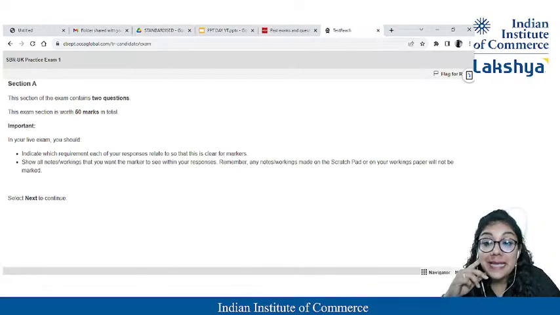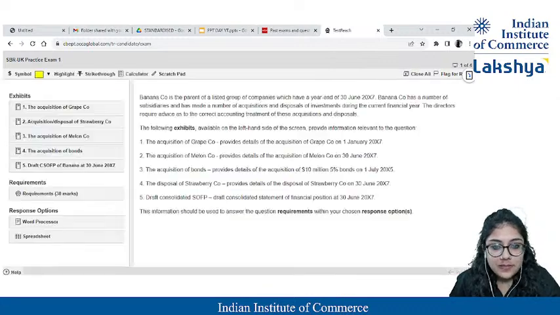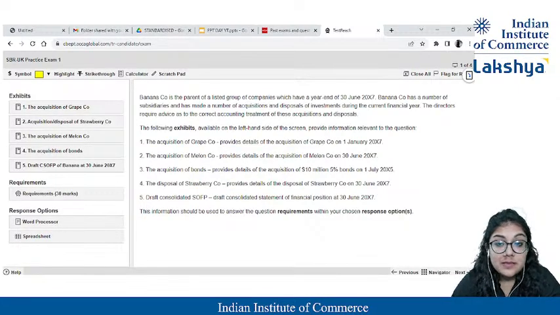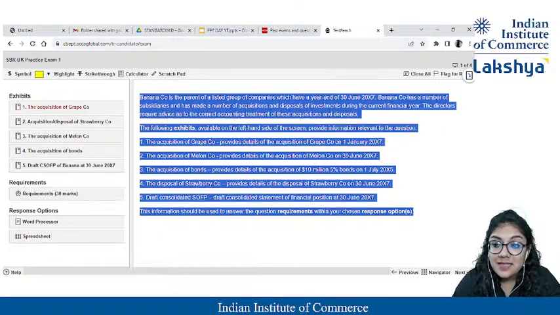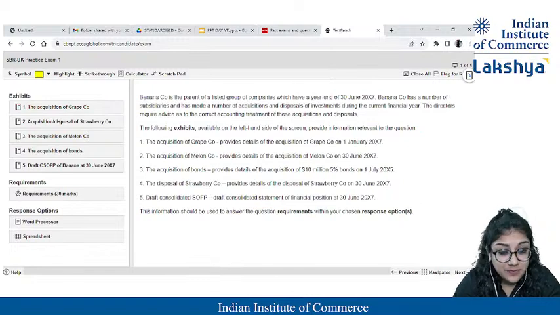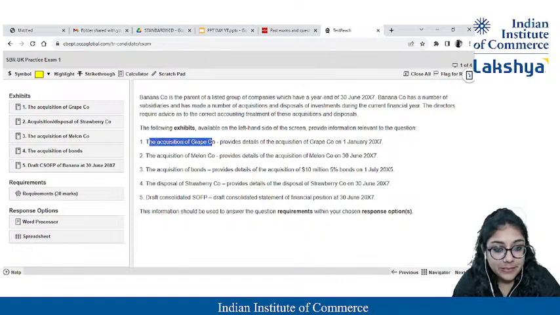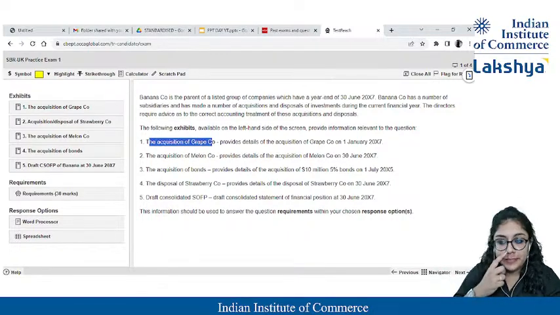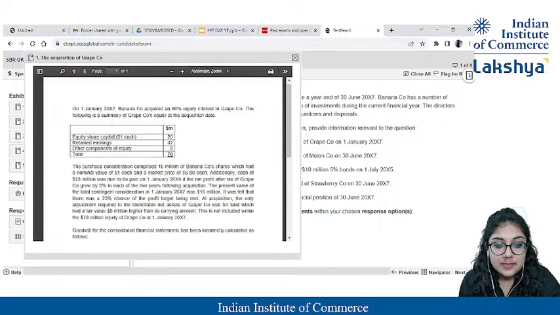So section A, as I told you, has 2 questions, 50 marks. So yes, we'll go further. See, this is a question. If I read this question, it will be shown. Then they have asked some exhibits. If I read the question first, then I have to go with the first thing. Over here, the first question was the acquisition of Grape company. So in the Grape company, I have to find out what the exhibit is. About Grape company, they will be giving all the questions. So this is something about Grape company.